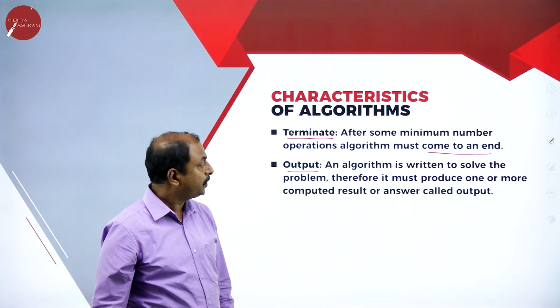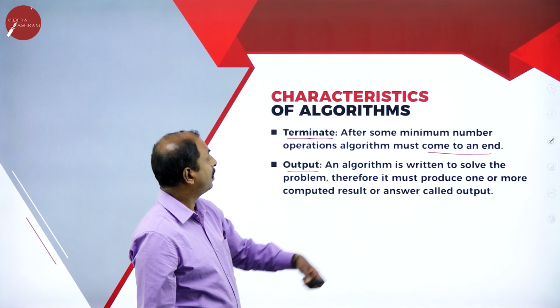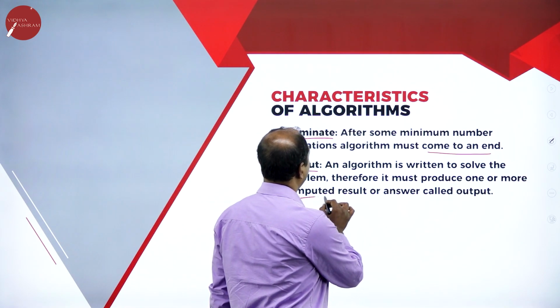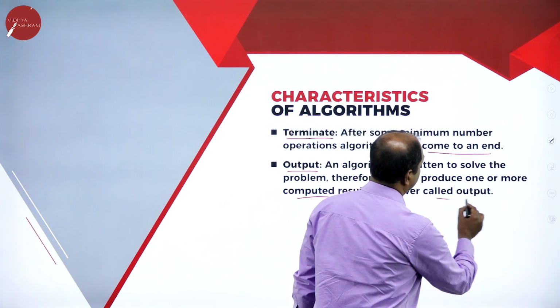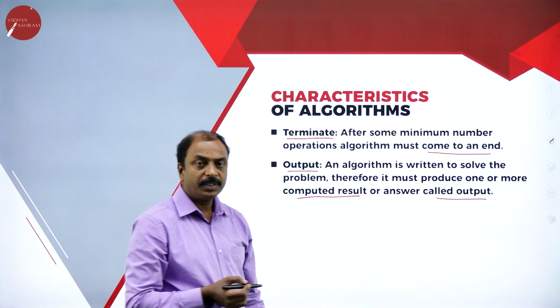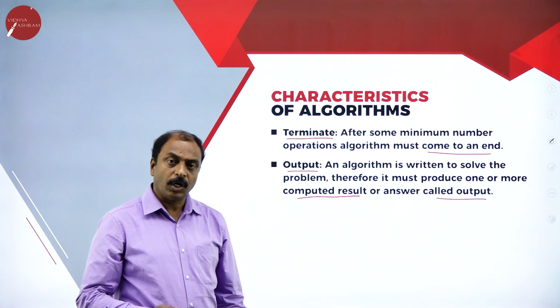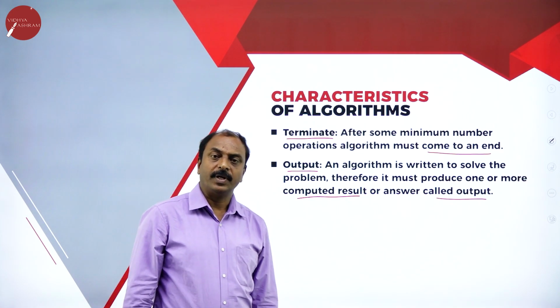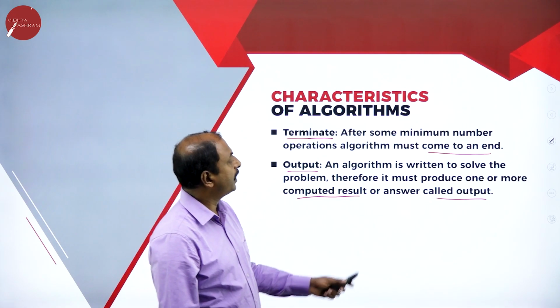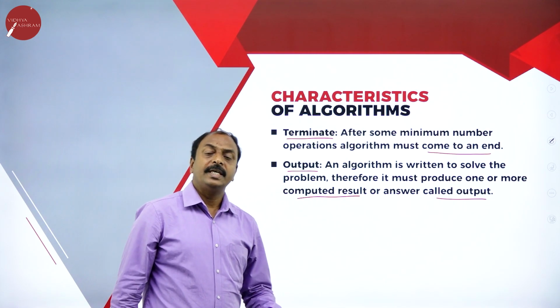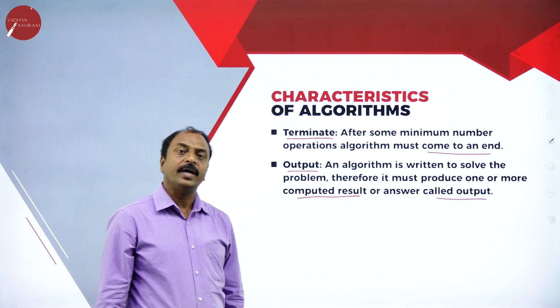So what is output? An algorithm is written to solve a problem, so it must produce one or more computed results or answers, which is called output. Obviously, we are using a computer to get the result or the output. So each and every algorithm must produce an output or a result. These are the characteristics of an algorithm.